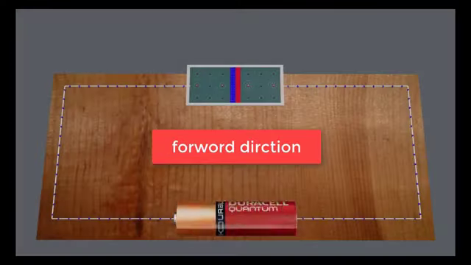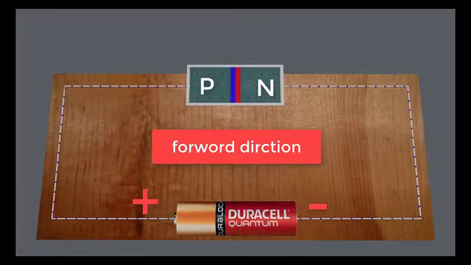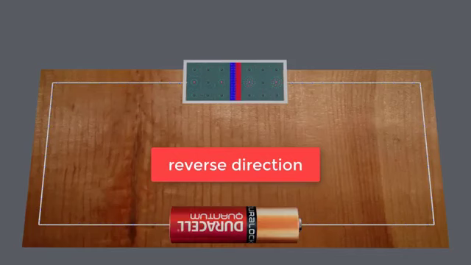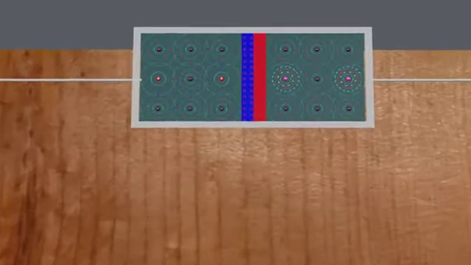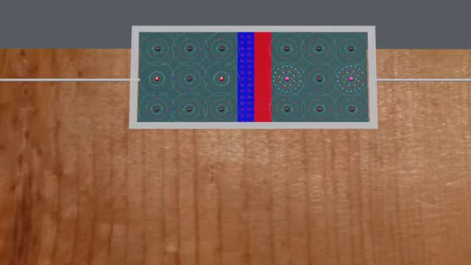direction. In the forward direction, current flows from the positive to the negative terminal. Reverse direction. In the reverse direction, no current flows due to the increase of the depletion region.